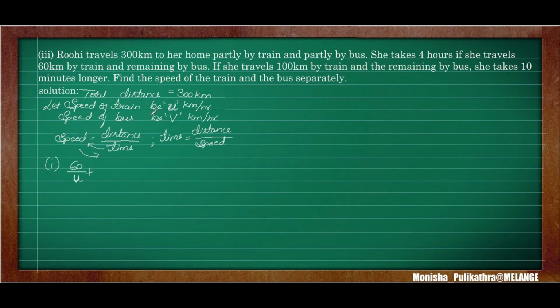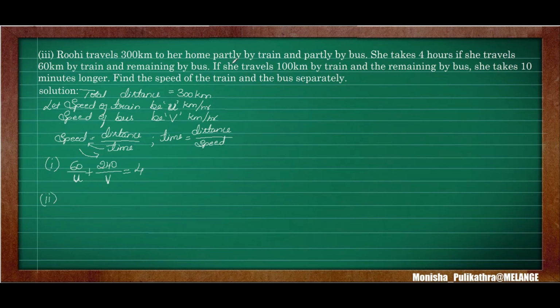The total distance is 300, and 300 minus 60 will be 240. So if 60 km is by train, the remaining 240 km will be by bus. The speed of the bus is taken as v, and the total time taken to complete this will be 4 hours, as per the question. So this is the first equation.